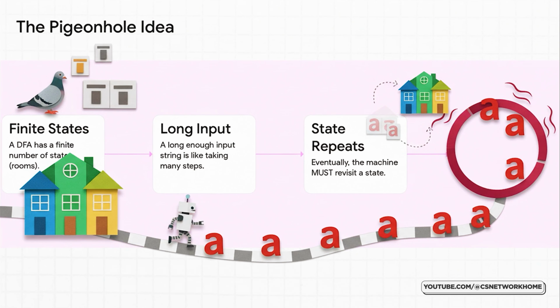And this analogy is just a brilliant way to understand the logic. A finite automaton has a finite number of states, right? It's in the name. So imagine a house with just 5 rooms. If you take 5 steps, you could visit each room once. But what about the 6th step? You have to revisit a room you've already been in. There's no other choice. And that forced revisit creates a loop in its path.